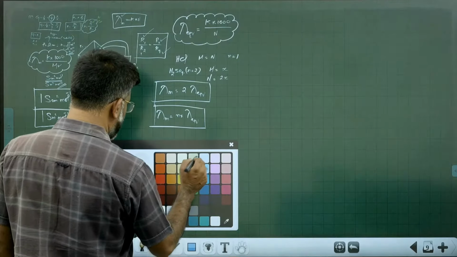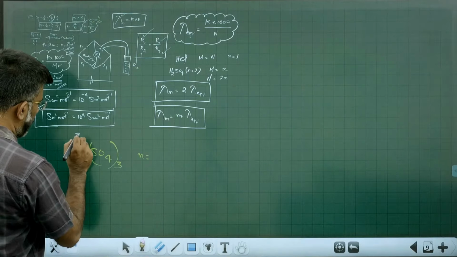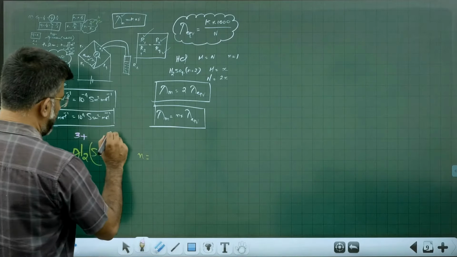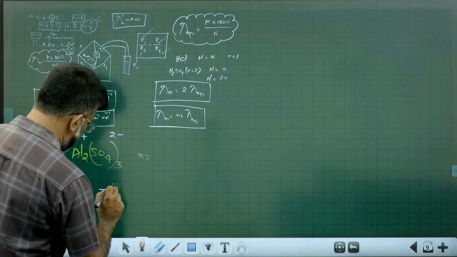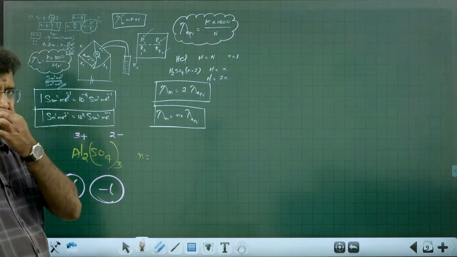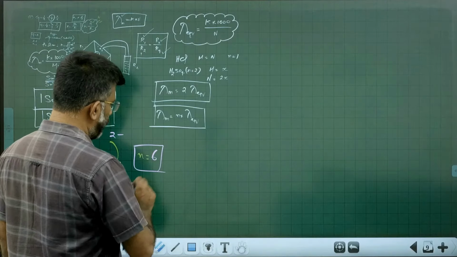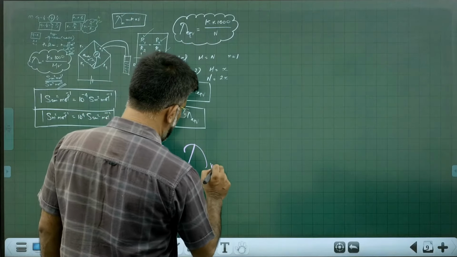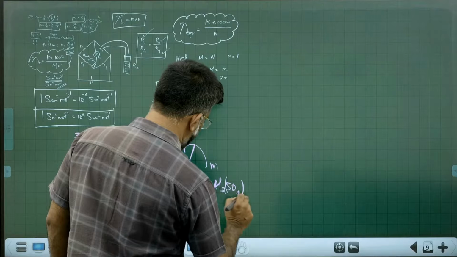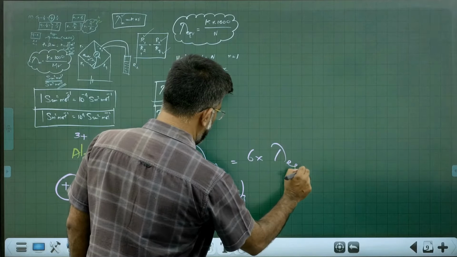The n factor is very simple. It is the total charge of the cation or anion. Aluminum 3 plus into 2, it is 6. Sulfate 2 minus into 3, that is 6. This is the n factor, either the positive or negative value, which will be equal. So n factor is equal to 6. For aluminum sulfate, lambda m is going to be 6 times lambda equivalent.